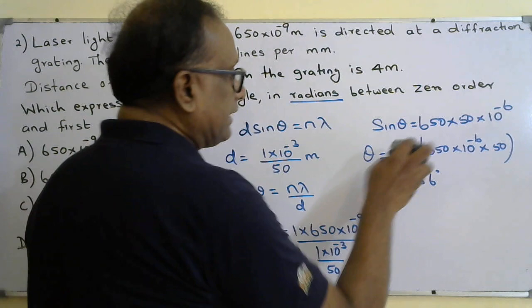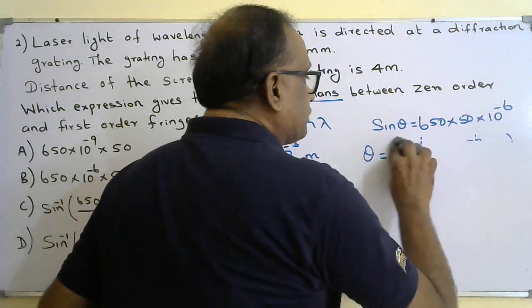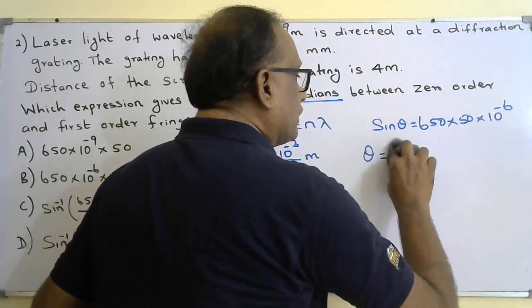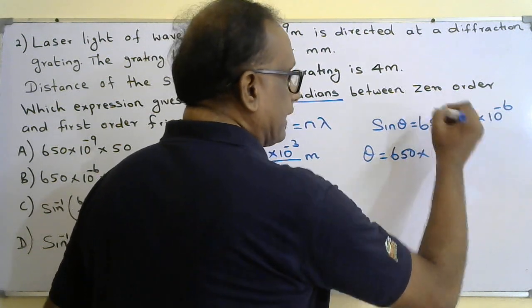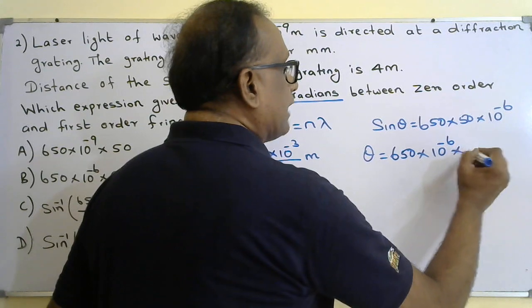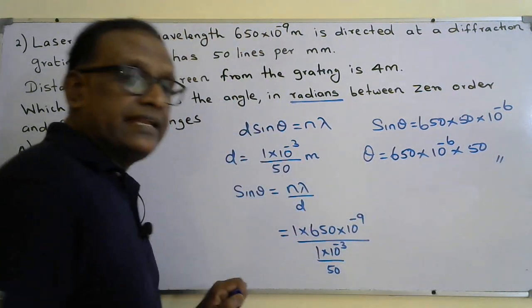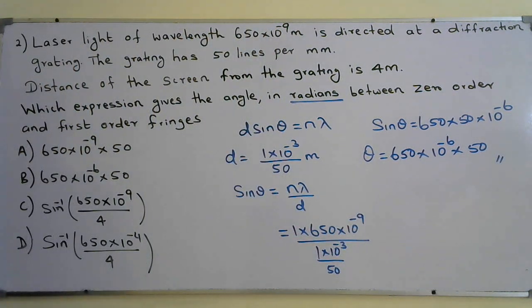So I don't need to find it the other way, because I'd get an answer in degrees. Since sine theta equals theta in radians, I should write it this way: theta is equal to 650 into 10 to the minus 6 first, then 50, in radians. So the correct answer is B, because it's less than 10 degrees. That's the reason.